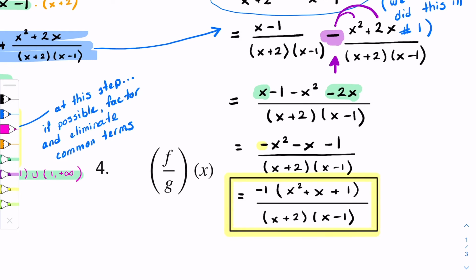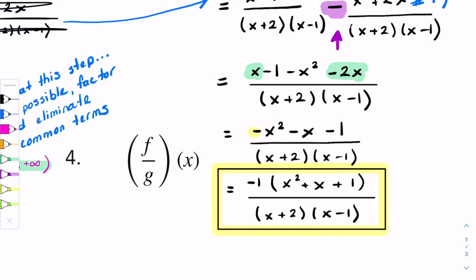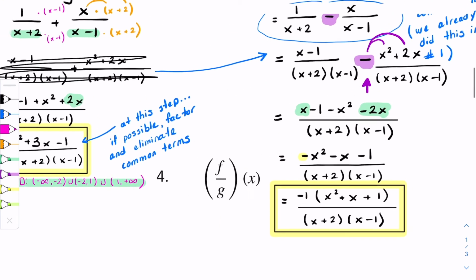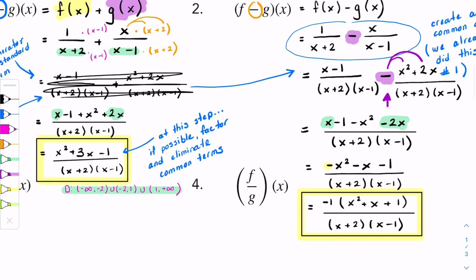The last step is to identify the domain, and the domain here is actually going to be the same as the first example. We do have the same denominator in both of these examples, therefore the domain is also the same. So our domain is from negative infinity to negative 2, negative 2 to positive 1, and 1 to positive infinity.